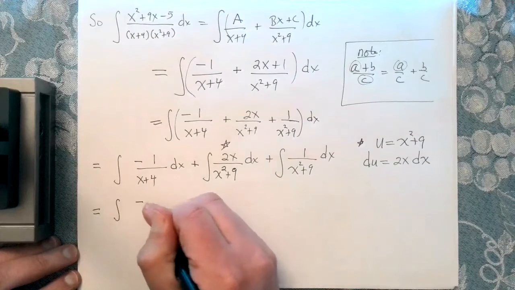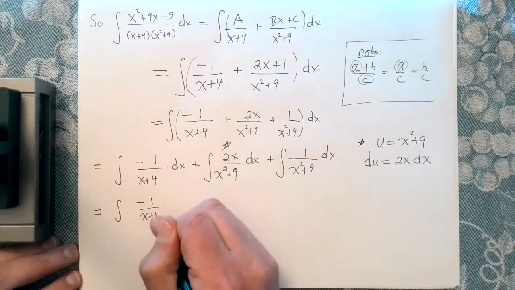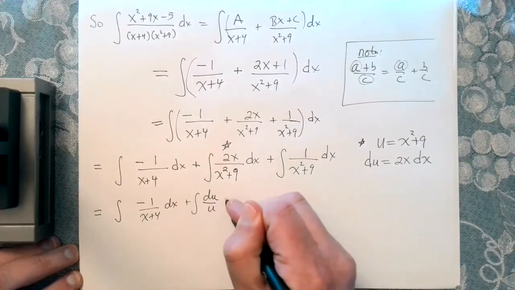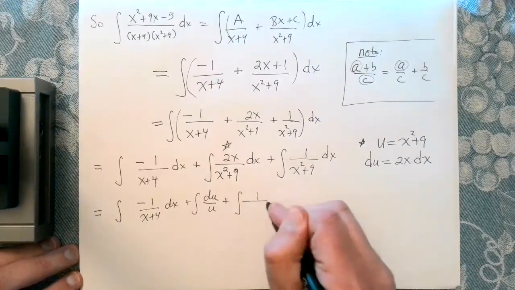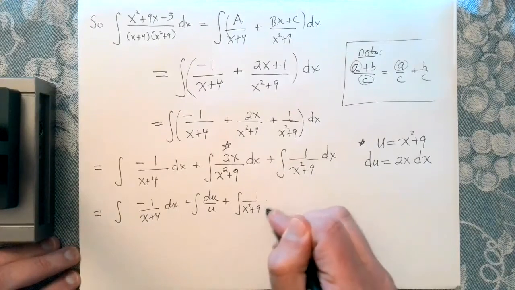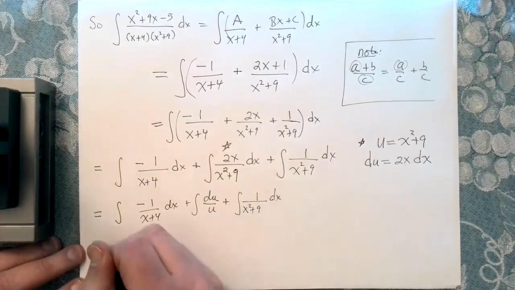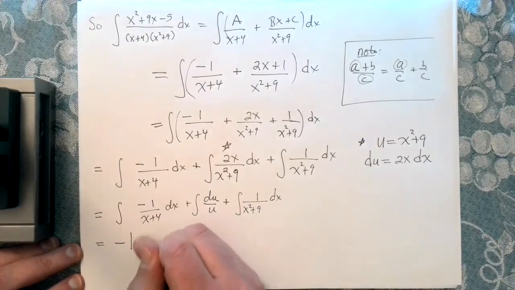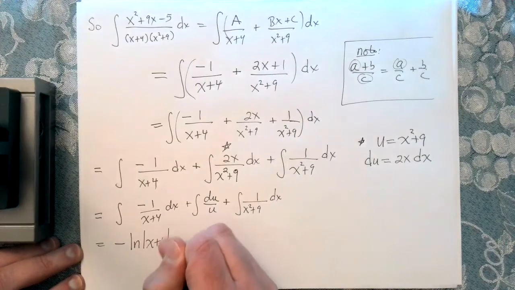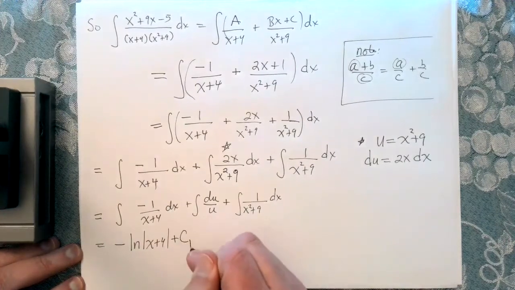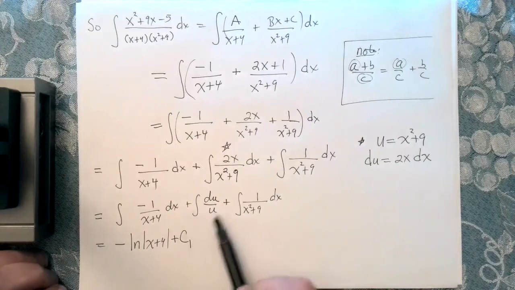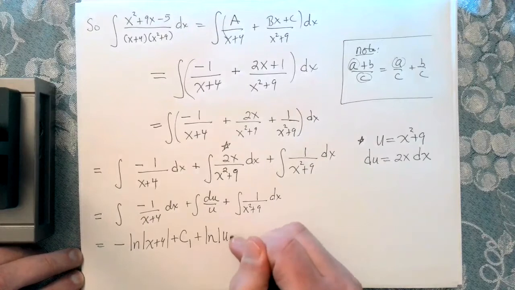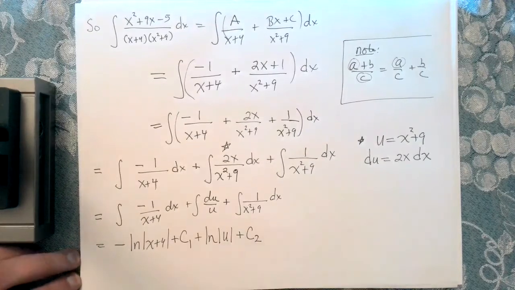Okay, so what do we really have? Looks like this. Okay, that's not so bad. So this right here, this is a natural log. So this is going to be the negative ln of absolute x plus 4. Maybe I'll say plus c1, one constant of integration. So this right here is the natural log of absolute u plus some c2.